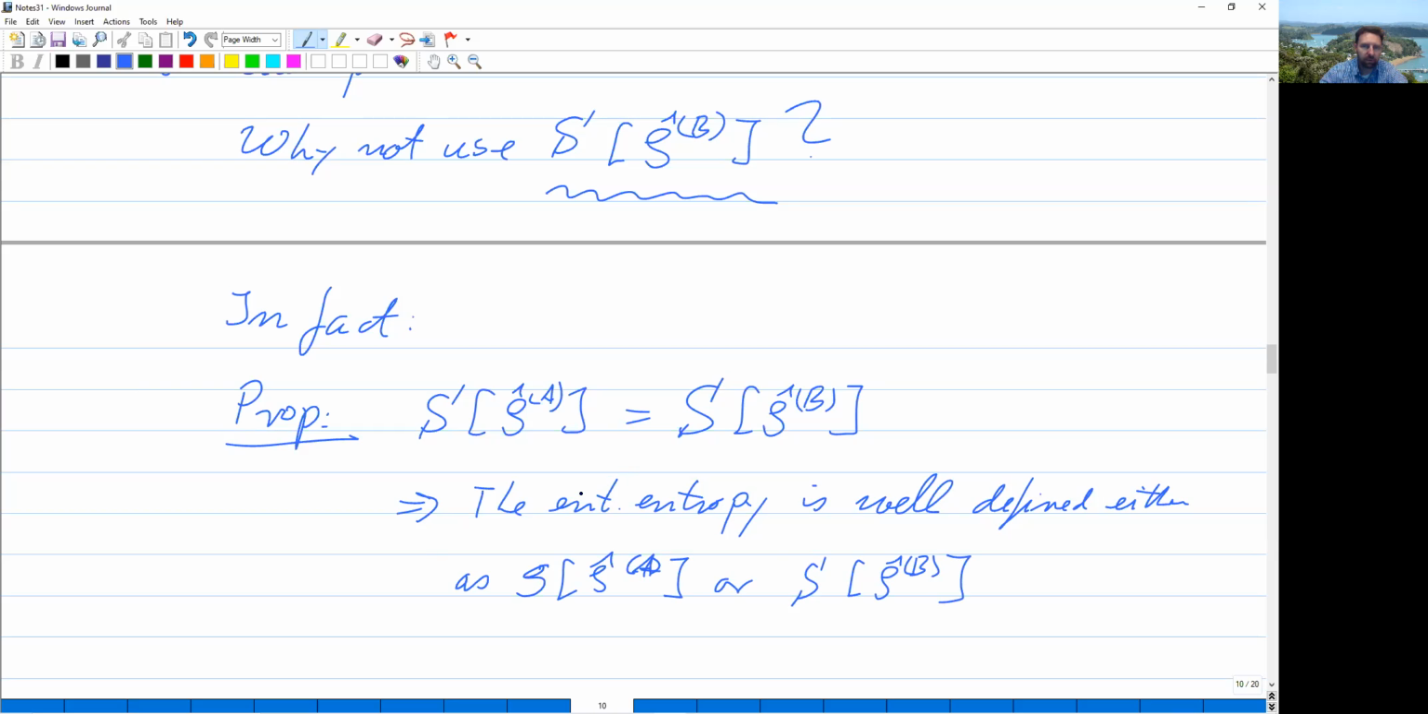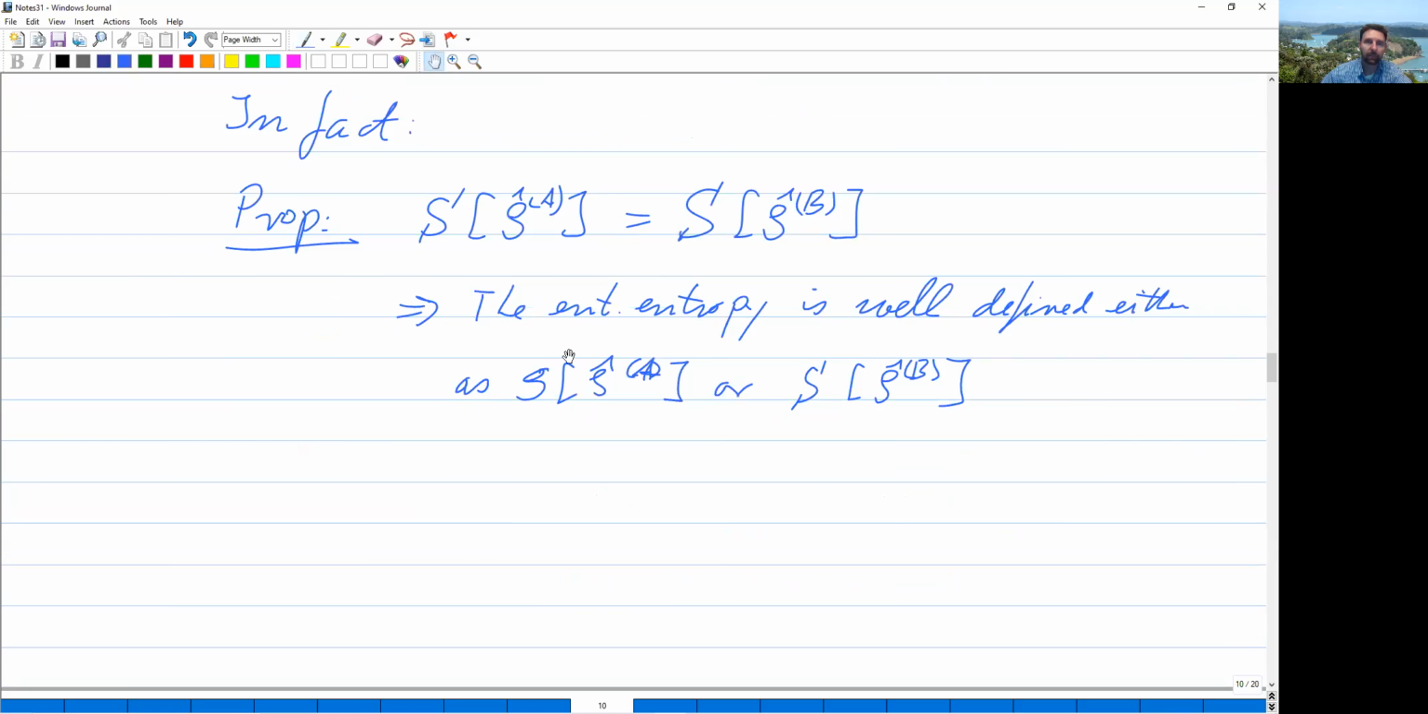This is a very important statement also for practical purposes. If you want to calculate how much two systems are entangled with each other, and one of the two systems is way bigger than the other, then this proposition tells you, well, just calculate the von Neumann entropy of the smaller system's density matrix, because you get the same number as if you calculated it for the bigger system. It doesn't matter. So you can choose which one of the two to calculate, you always get the same answer.